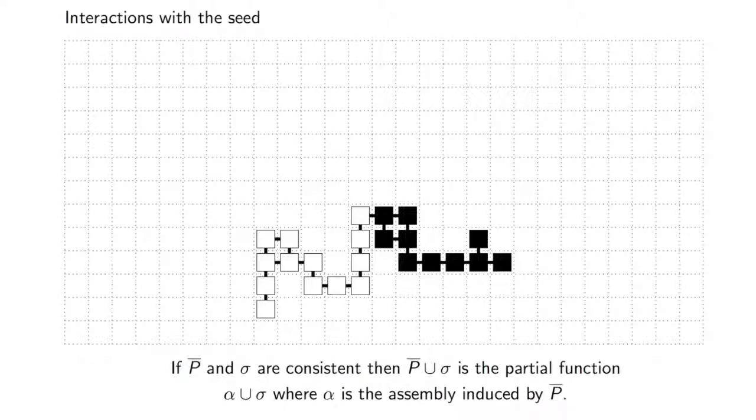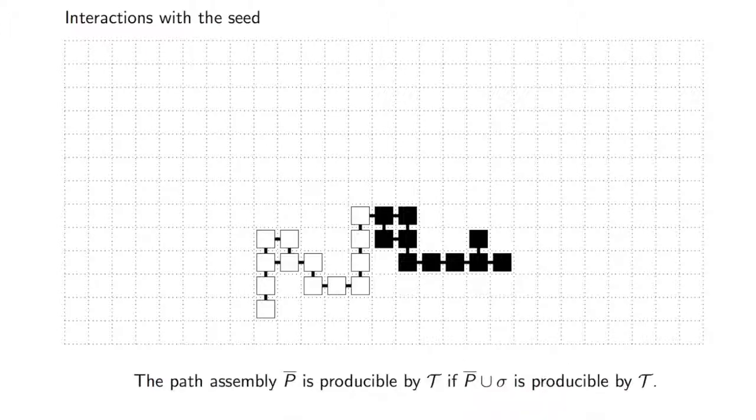Now, if the path assembly P and the seed sigma are consistent, then abusively we denote by P union sigma the partial function which is the union of the assembly induced by P and the seed. We represent here the union of P and sigma. Finally, we say that the path assembly P is producible by the tile assembly system if and only if P union sigma is defined and is an assembly. In other words, if P union sigma is producible from the seed.